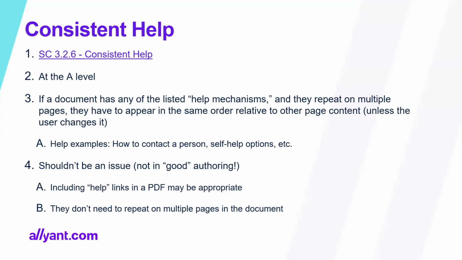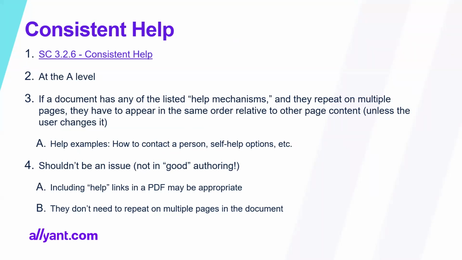Now, the one that might be relevant to our documents, but shouldn't be an issue really at all, especially if we're using good authoring practices, is consistent help, right? This is success criteria 3.2.6. It does come in at the single A level, right? However, it really shouldn't be applicable to our documents if we're authoring with just good authoring practices.